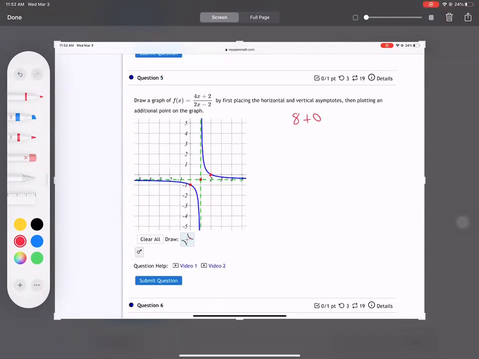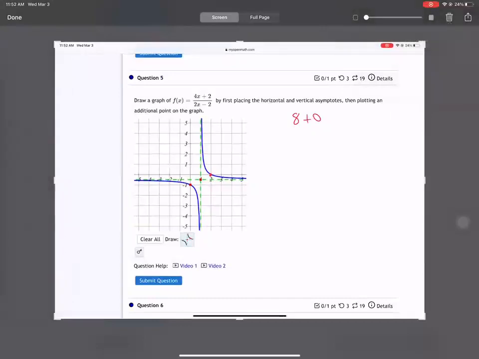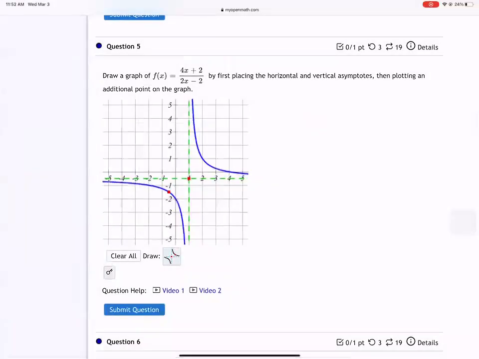Whoops, I misgraphed it. This guy here is at 0. What do we say? 0 is going to be negative 1. Oh yeah, no, that seems right. 0 is negative 1. If x is 0, y is negative 1. Is there a horizontal? What's my horizontal asymptote?